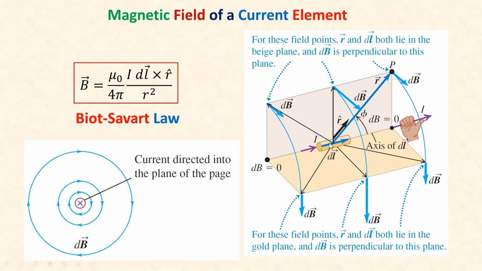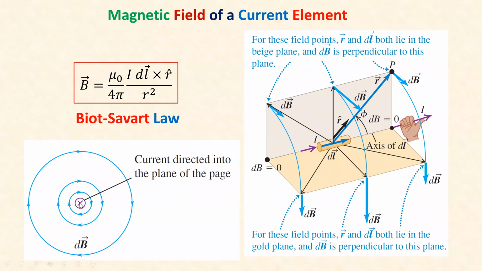The same goes for an element of current. It means a little piece of a wire, and that wire has a current I and a small dl. We said that instead of q times v, we can write I times dl, and the magnetic field works exactly the same way, and B is given by mu naught over 4 pi, I dl cross r hat over r squared. This is called Biot-Savart's law. It's similar to Coulomb's law for the electric field of a charged particle.